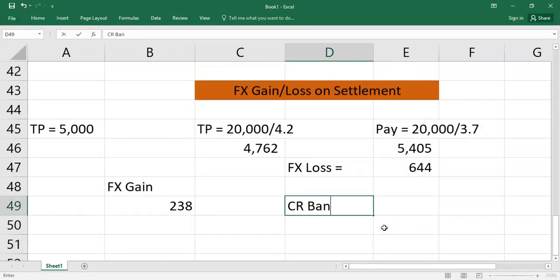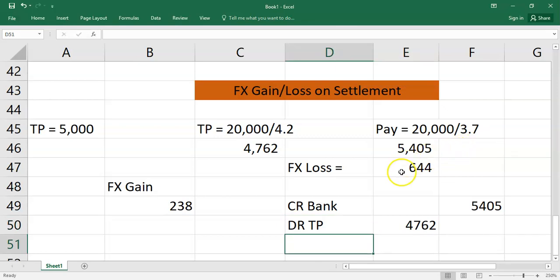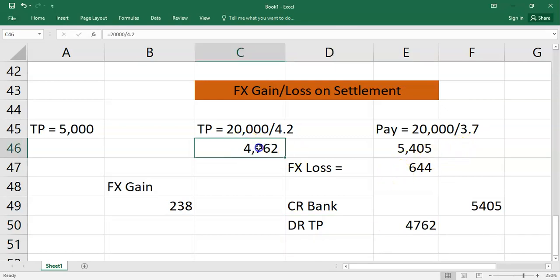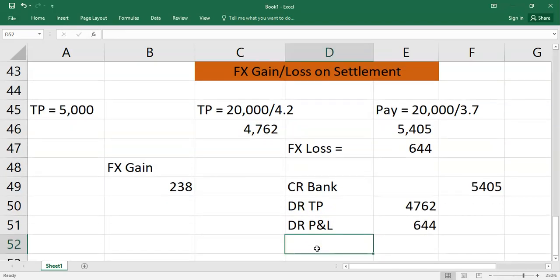You're going to credit bank 5,405. That's obvious enough because that's how much we actually paid based on the exchange rate. You're going to debit trade payables 4,762. There's no point debiting trade payables any more because that's all that was in there. So that means you're balancing with a debit to P&L of 644. That's just rounding; it's technically 643, say, because the Excel is rounding. Now that's an FX loss. A debit to the P&L is an expense.